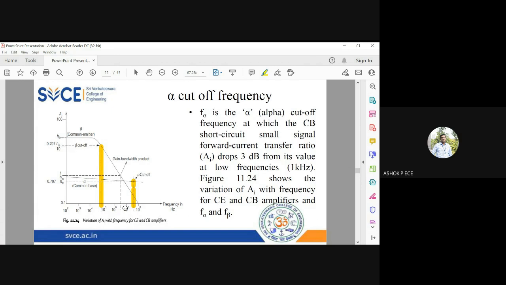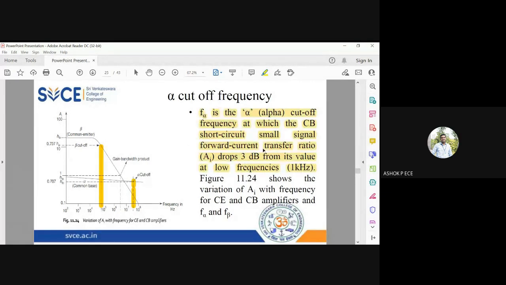This is very large. So if your application is demanding a very high bandwidth, but my gain can be okay, then you go for common base. But if the application is demanding a very large gain, but bandwidth can be very small, then you can go for common emitter.